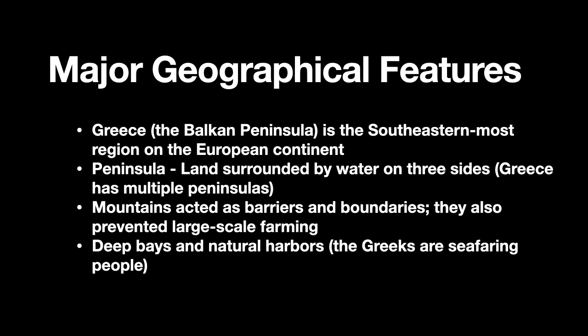Peninsula means land surrounded by water on 3 sides. Greece has multiple peninsulas. The mountains also acted as barriers and boundaries, and they prevented large-scale farming. Again, the word arable. They have a lack of arable land. And the Greeks are known for being seafaring people. They have deep bays and natural harbors surrounding the Balkan Peninsula. The Greek islands are dotted through the Aegean Sea.